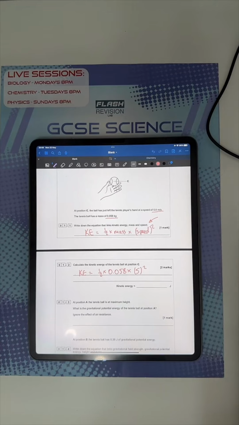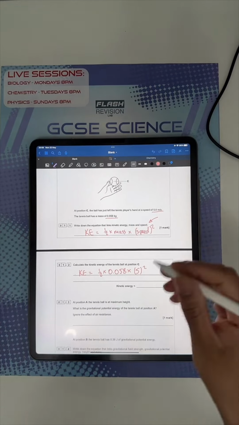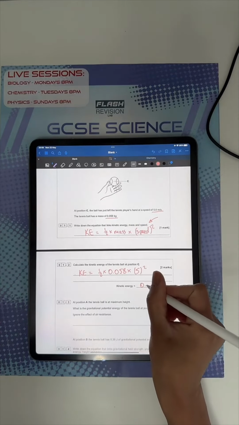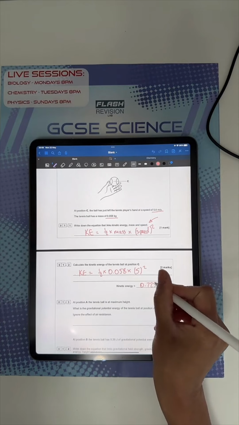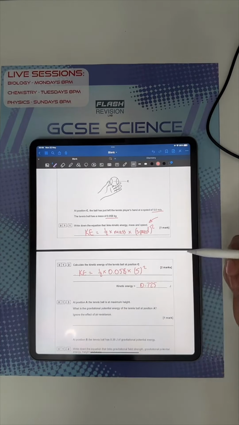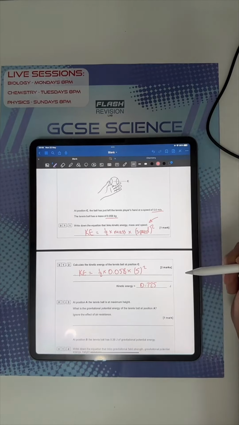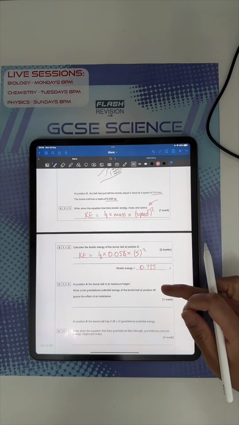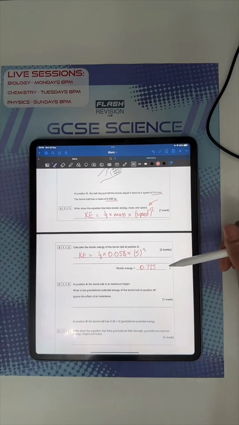It should be 0.725. If you got 725, you probably put 58 in the calculator rather than 0.058. This is triple and combined. Okay, so that's that answer.